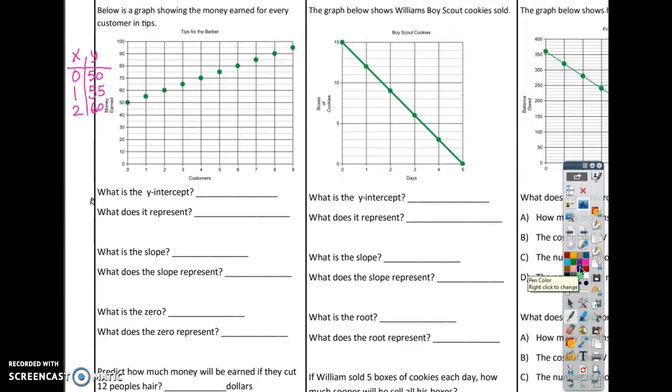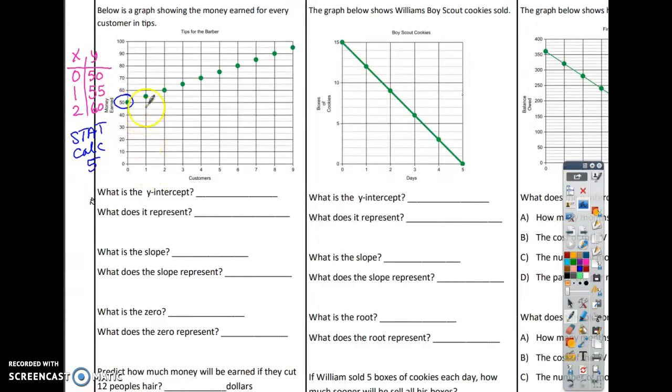And then we're going to do Stat Calc 5. And we're going to get the equation, and we're going to answer these questions based on the equation and the graph. So remember, it says below is a graph showing the money earned for every customer in tips. Okay, so we're talking about a barber, tips for the barber, how much money he earns, and the customers. So for instance, 0 customers, he still gets paid. Why? Because he works at a barber shop and somebody's paying him this money, right?